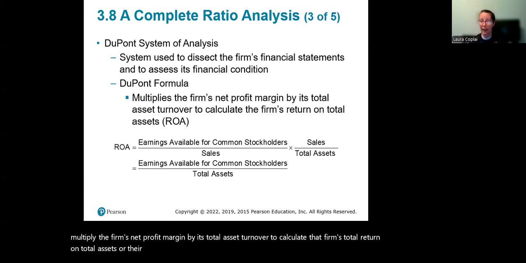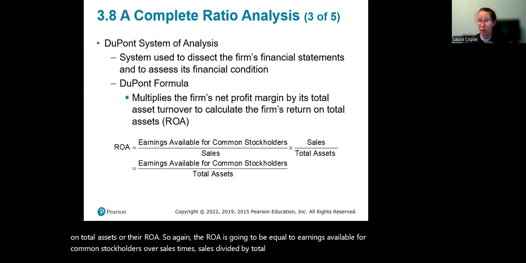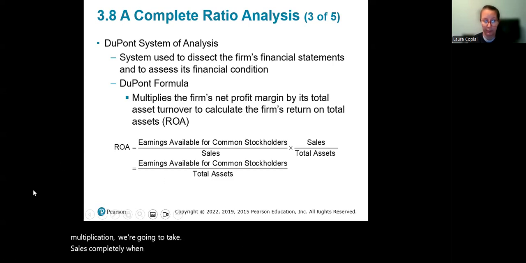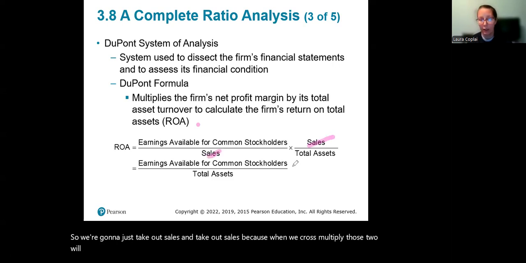So again, the ROA is going to be equal to earnings available for common stockholders over sales times sales divided by total assets. So when we do the cross multiplication, we're going to take out sales completely, because when we cross multiply, those two will negate. So overall, we have earnings available for common stockholders divided by total assets.